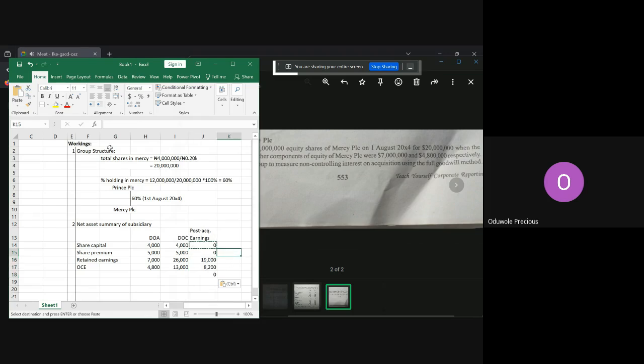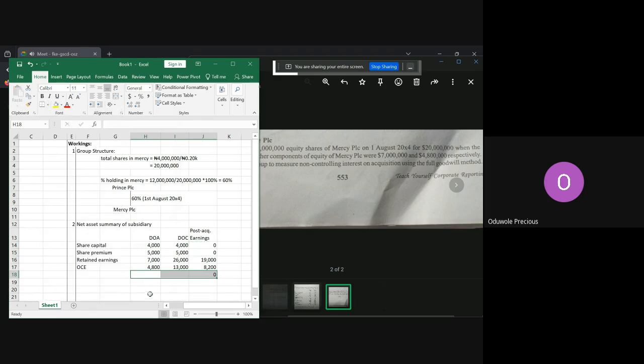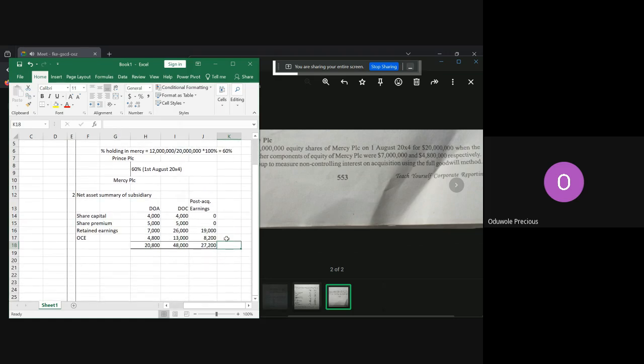Now we are not yet done. Let us get our total post acquisition earnings. Hope you are getting what we are trying to do, right? Yes. All this one will give us this, and all this one gives us this. So at the end of the day, our post acquisition earnings should be 27,200. You understand how I got it? That's the 19 plus 8.2 post acquisition earnings, right? So these are post acquisition.